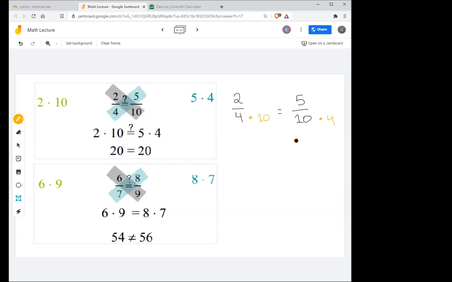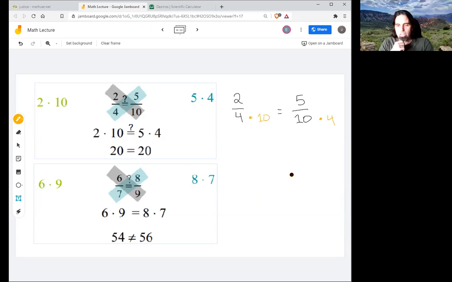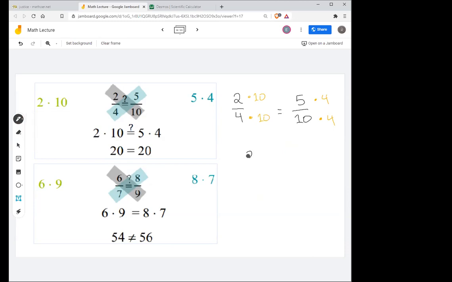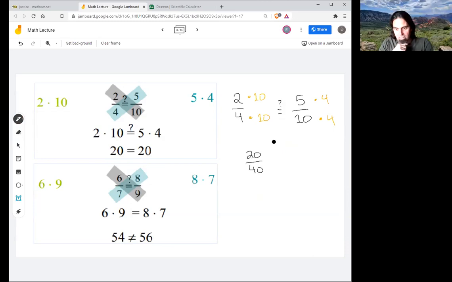Okay, so I can't change only the bottom of a fraction. What's my next step going to be? You got to multiply the 2 by 10 and the 5 by 4. And then I would get 20/40ths. And is that the same as 20/40ths? And I'd say, yes, those are the same.